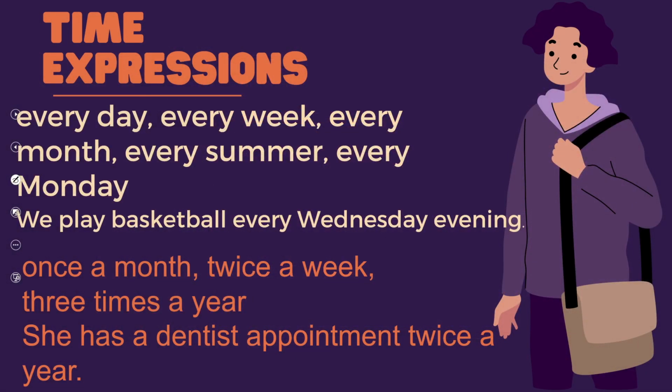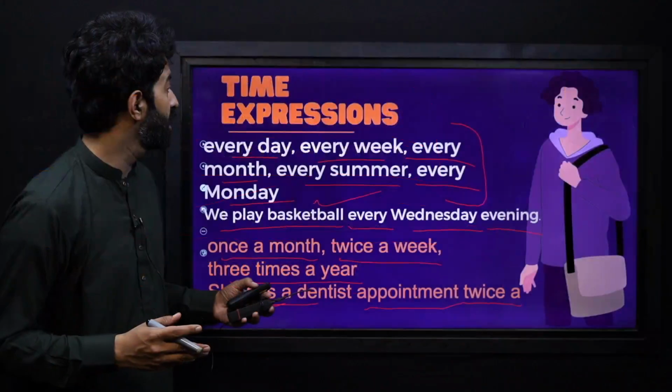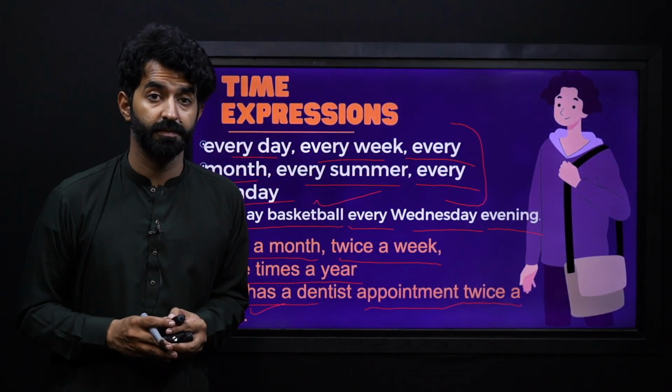Similarly, we have another example. Every day, every week, every month, every summer, every Monday. So all these are used with our present simple. We play basketball every Wednesday evening. So here also it's present simple tense. So also once a month, twice a week, 3 times a year. She has a dentist appointment twice a year. Here also we are using it because we are using time expressions.